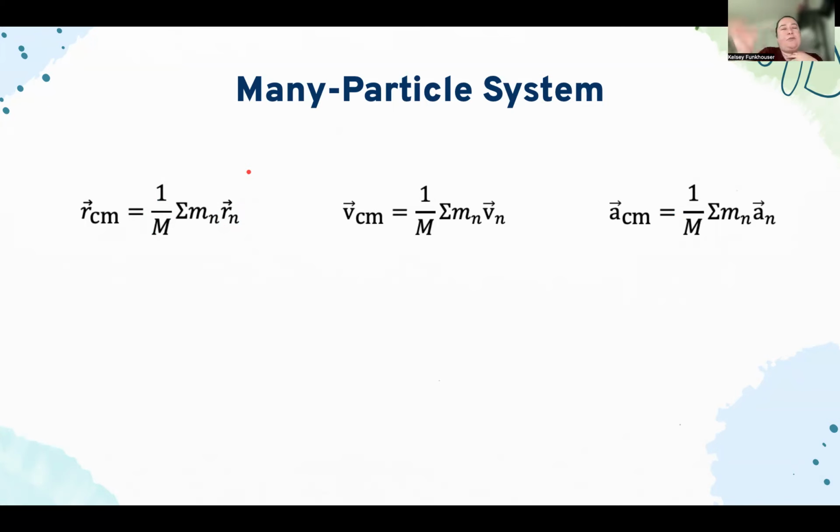And this originates in the same way as for the two-particle system, where we could find these by taking the derivative with respect to time of the previous. So to get the velocity, the derivative with respect to time of this. To get acceleration, the derivative with respect to time of this. And in turn, we can say the net external force acting on the system is equal to the total mass of the system, because that's what capital M is, times the acceleration of the center of mass of the system.